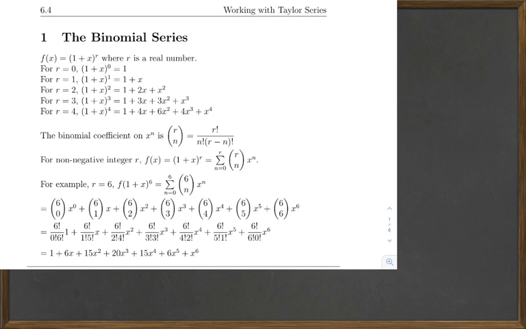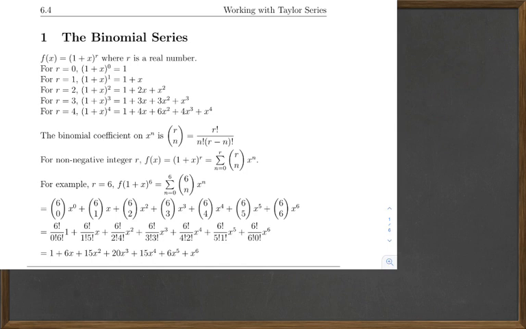If r is equal to 0, then (1 plus x) to the 0 power is 1. If r is 1, (1 plus x) to the first power is 1 plus x. If r is equal to 2, (1 plus x) squared is 1 plus 2x plus x squared. If r is equal to 3, (1 plus x) to the third power is equal to 1 plus 3x plus 3x squared plus x cubed. If r is equal to 4, (1 plus x) to the fourth is equal to 1 plus 4x plus 6x squared plus 4x cubed plus x to the fourth.